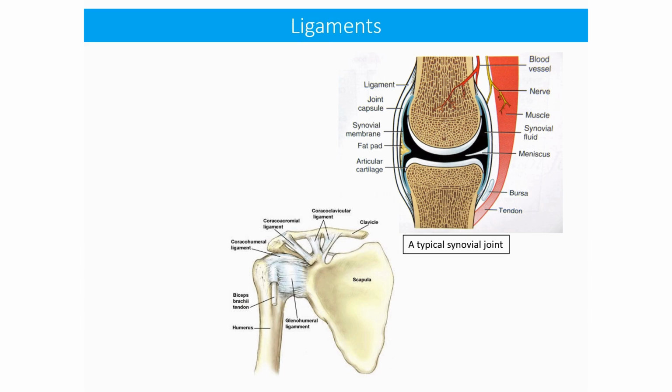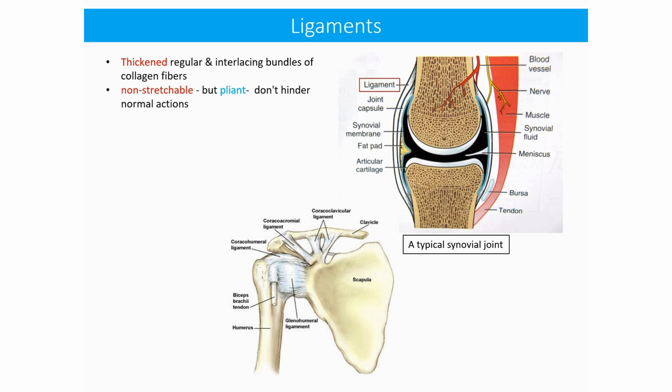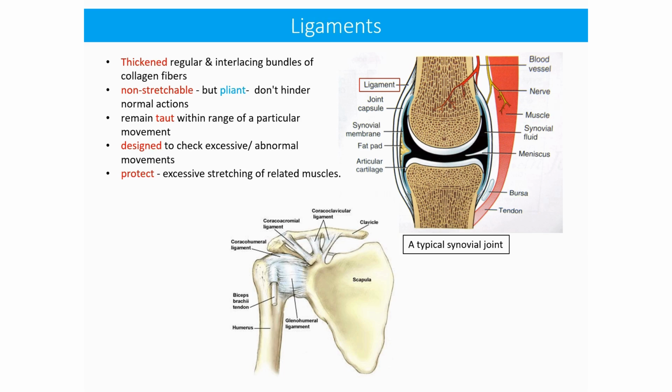First, we start with the ligaments. These are thickened, regular, and interlacing bundles of collagen fibers. They are non-stretchable but pliant. That is, they do not hinder the normal actions or movements. They remain taut within the range of a particular movement. They are designed to check excessive or abnormal movements. They protect the related muscles from excessive stretching.